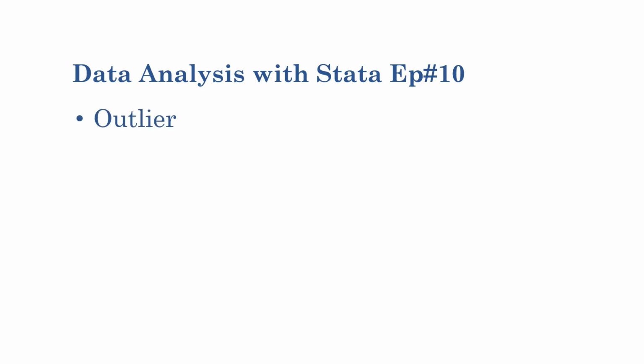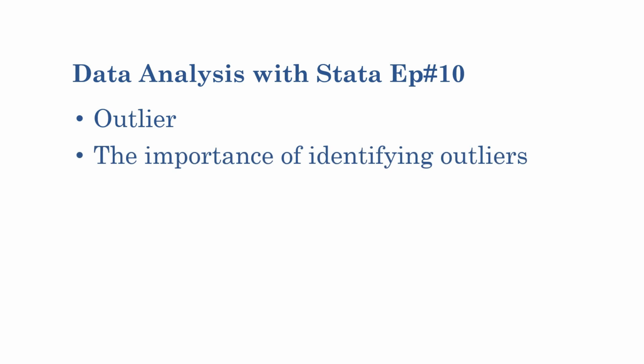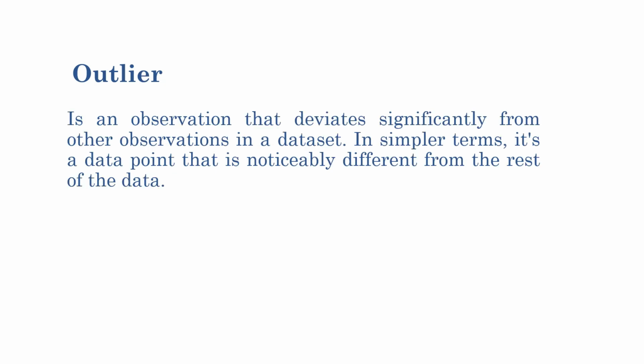But first, let's take a look at the concept of outliers and understand the importance of identifying them within the dataset. An outlier is an observation that deviates significantly from other observations in a dataset. In simpler terms, it is a data point that is noticeably different from the rest of the data.